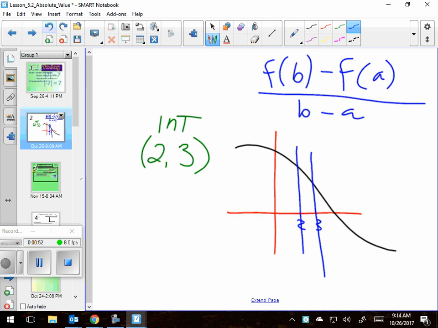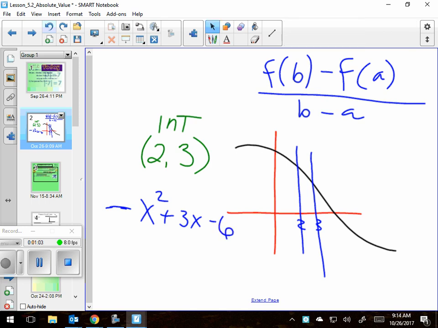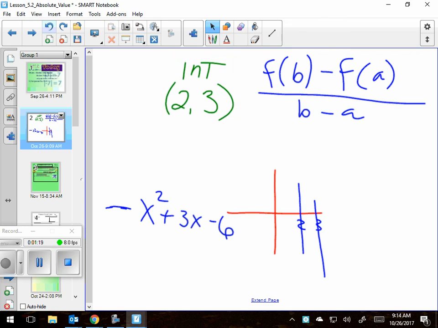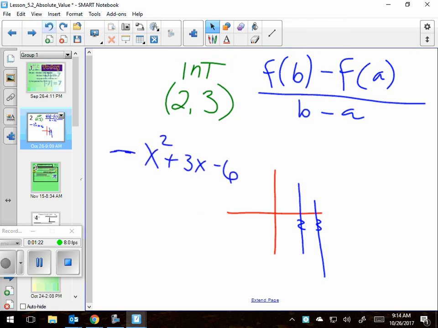But I got to give you the equation for it, right? All right, so let's say this is negative x squared plus 3x minus 6. And again, I'm not saying it would look exactly like this curve. I was giving you a general example. What you're finding here is what's called the average slope. The average slope of this between 2 and 3.